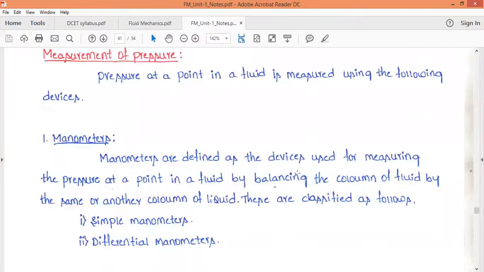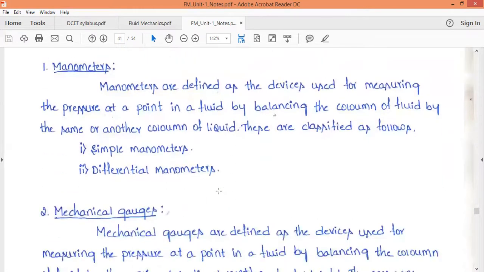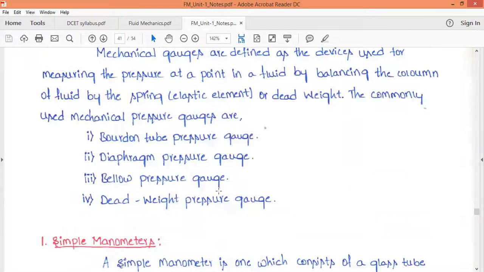Next, measurement of pressure. Pressure can be measured using many pressure measuring devices, which can be classified into two types. First one is manometers, second one mechanical devices. In fluid mechanics, we are going to discuss manometers. Manometers are the devices used for measuring the pressure at any point in a fluid by balancing the column of fluid by the same or another column of liquid. These are classified into two types: simple manometers and differential manometers.